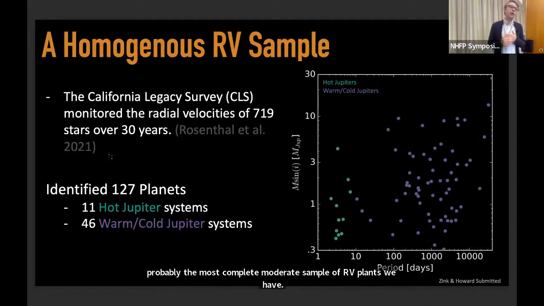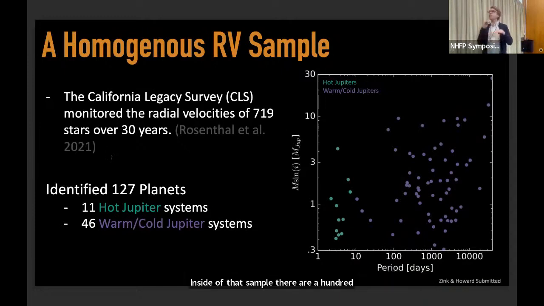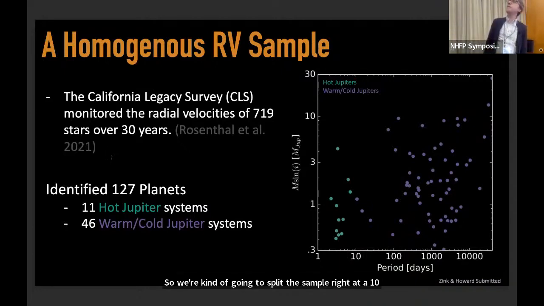Inside of that sample, there are 127 planets that we were focusing on in this giant regime, 11 of which are hot Jupiters and 46 which are warm cold Jupiter systems. So we're going to split the sample right at the 10-day period line, saying the purple guys are warm cold Jupiters, and below 10 days, everything else is a hot Jupiter.